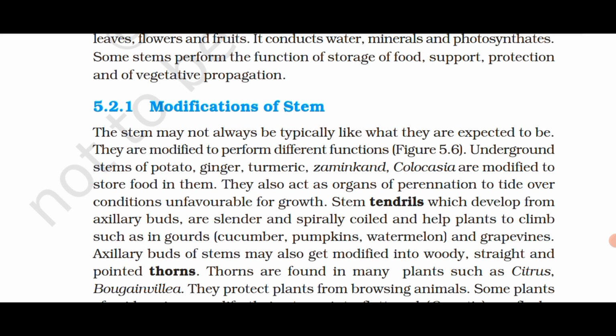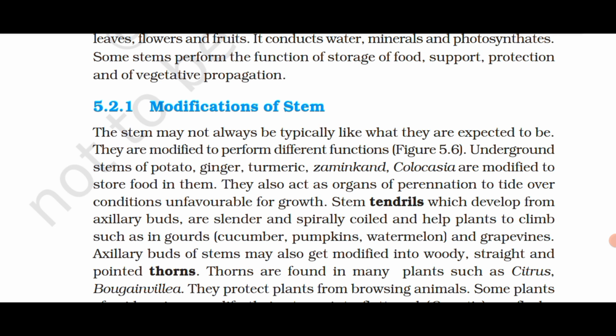They are modified to perform different functions. Underground stems of potato, ginger, turmeric, zamikand, colocasia are modified to store food in them. They also act as organs of perennation to tide over conditions unfavorable for growth. Stem tendrils, which develop from axillary buds, are slender and spirally coiled and help plants to climb, such as in gourds, cucumber, pumpkin, watermelon, and grapevines.